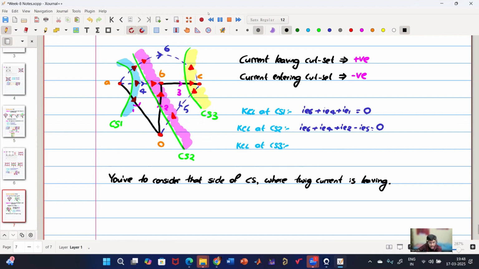So Nandini says IE6 plus IE3 minus IE5. Yeah, very good. So is this clear, Shamita, or any confusion? Sir, cut set 2, IE5 is entering, so it is minus IE5, no?